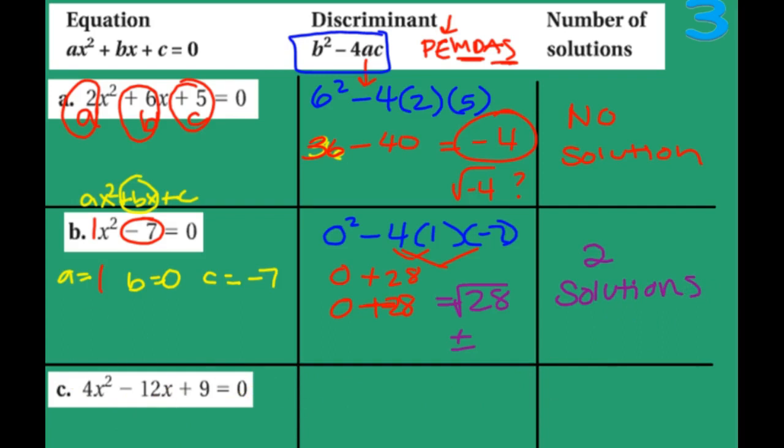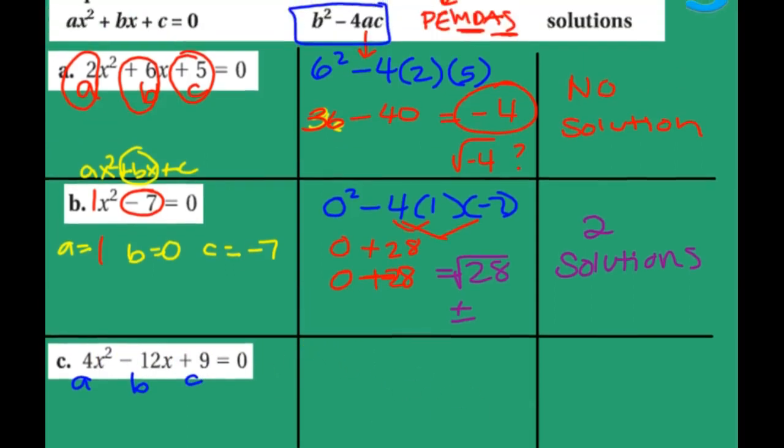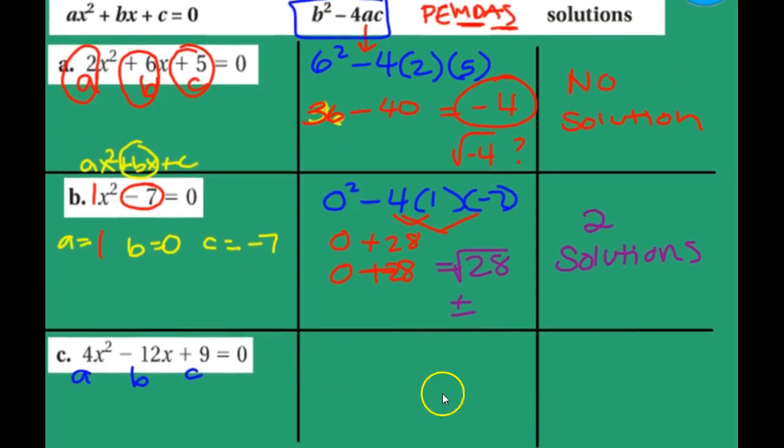And then last, again, A, B, and C. A is out front, B is negative 12, be careful, and C is 9. So if we evaluate or simplify our discriminant, we have B squared, or negative 12 squared. Don't forget it's negative 12 two times, not just 12, minus 4 times A times C. Well, A is 4, and C is 9.